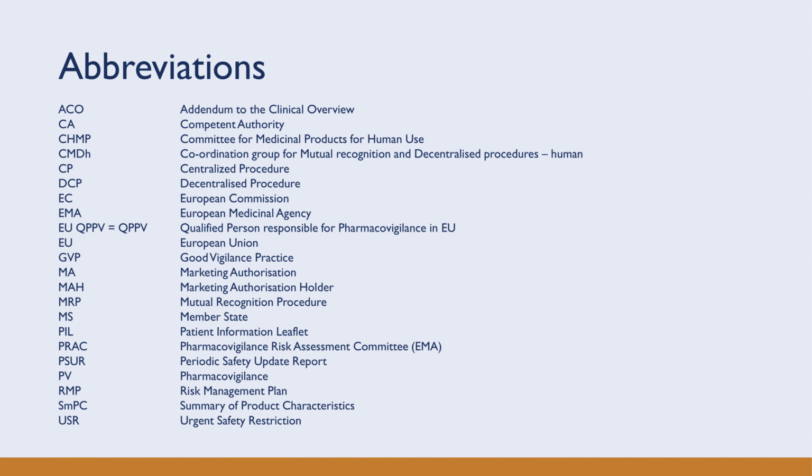Abbreviations. Understanding the abbreviations is crucial for navigating the field of pharmacovigilance. Terms like ACO, Addendum to the Clinical Overview, CA, Competent Authority, CHMP, Committee for Medicinal Products for Human Use, and others are frequently used. For example, GVP stands for Good Vigilance Practice, which provides guidelines for pharmacovigilance activities. The MA, Marketing Authorization, and MAH, Marketing Authorization Holder, are central to regulatory processes. Knowing these abbreviations helps in understanding reports, regulatory documents, and communications within the industry.